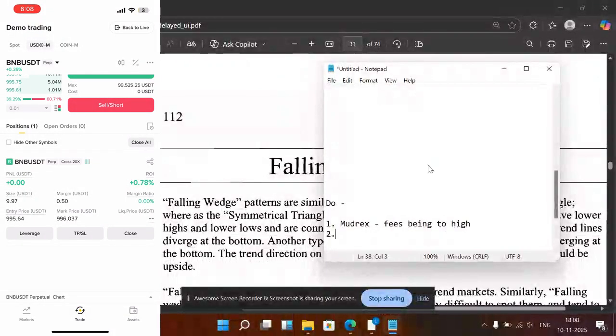Second is Binance. This is the one that I want to recommend, which I am using on demo trade. Low fees, very low fees. Mudrex was taking 0.007, but Binance only takes 0.002. So there is a high difference, and I recommend this one for trading fee.